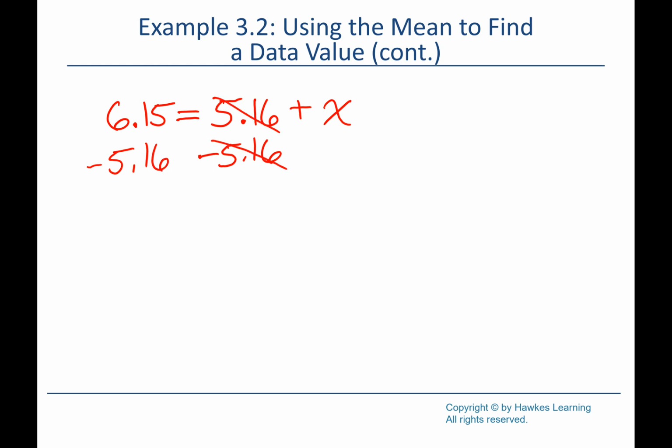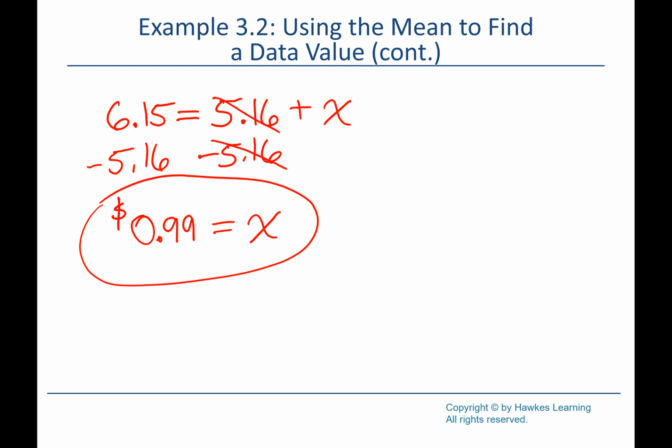On the right side, those cancel. Then we have $6.15 minus $5.16. 615 minus 516, we get that X is 0.99, or that our fifth song cost 99 cents. So if we know the mean, we can figure out our missing data value. That's the idea there.